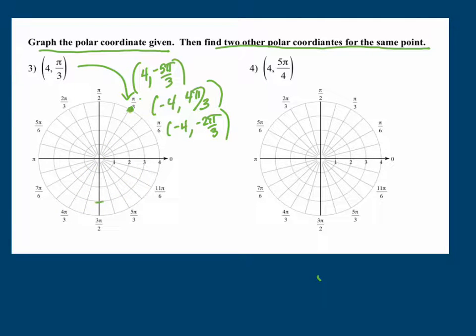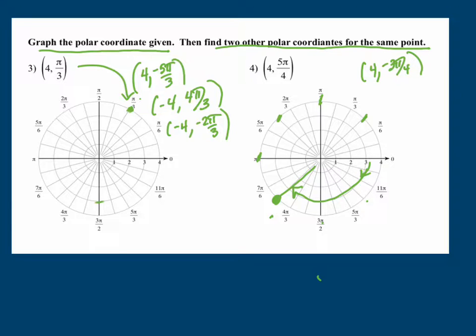So let's go to number 4. 5 pi over 4. Well, the pi over 4s aren't drawn, so there's 1 pi over 4 right here. 2, 3, 4 pi over 4, so here's 5 pi over 4. So 5 pi over 4 is that point. Now, if we want the negative angle, we're going to go backwards in this direction, so that'd be 1 pi over 4, 2 pi over 4, 3 pi over 4. So it's (4, negative 3 pi over 4), because I went negative 3 pi over 4 and forward 4.